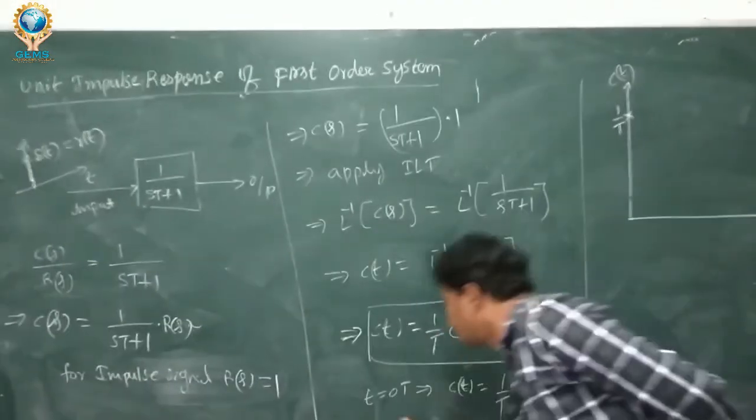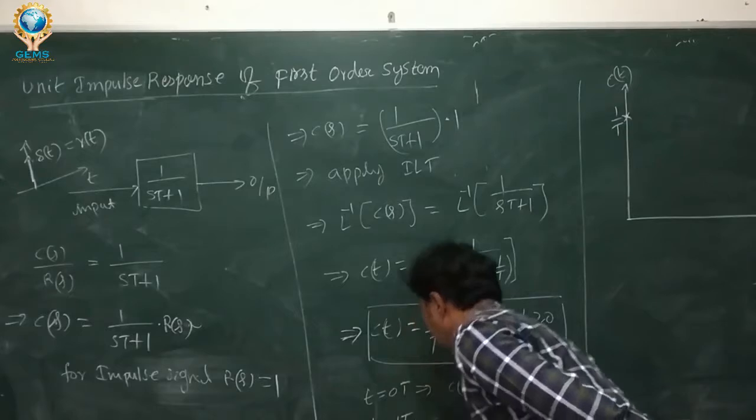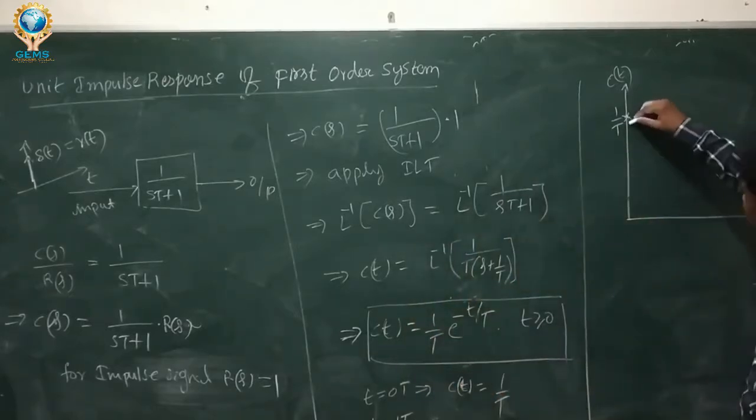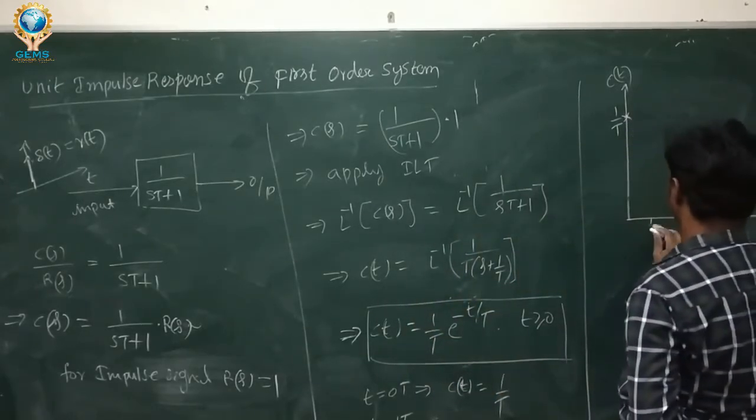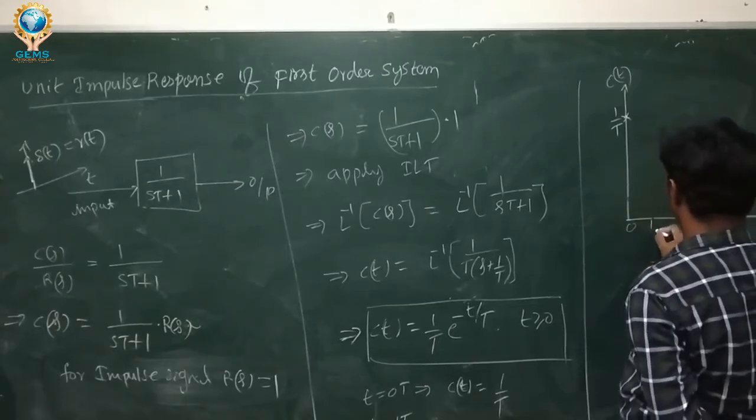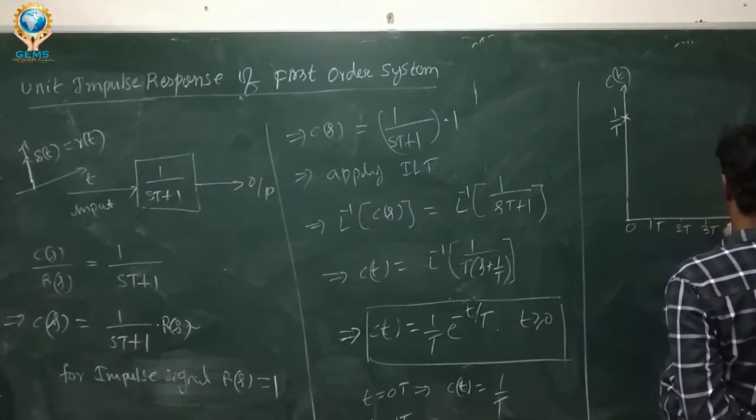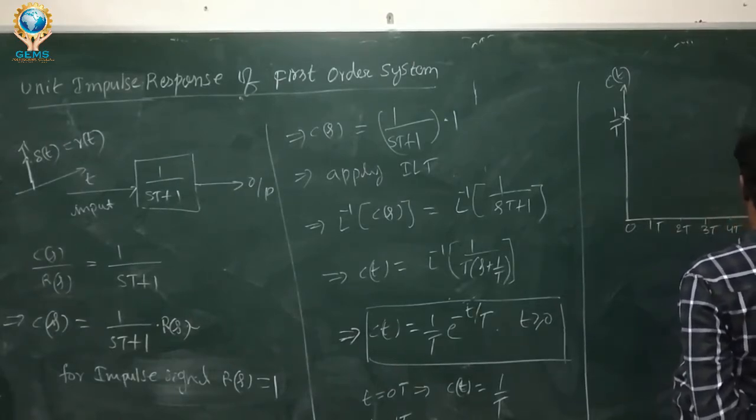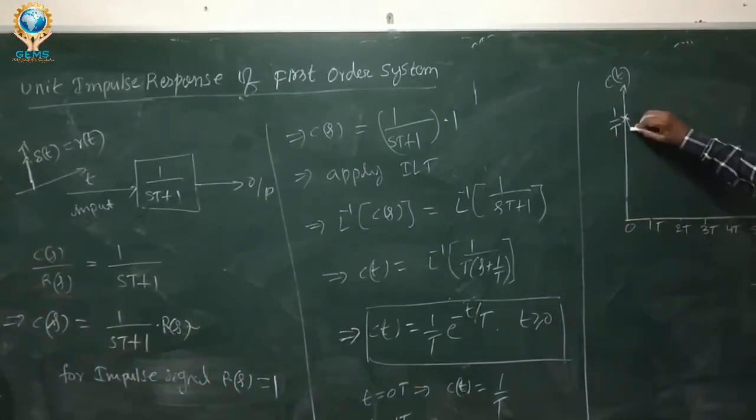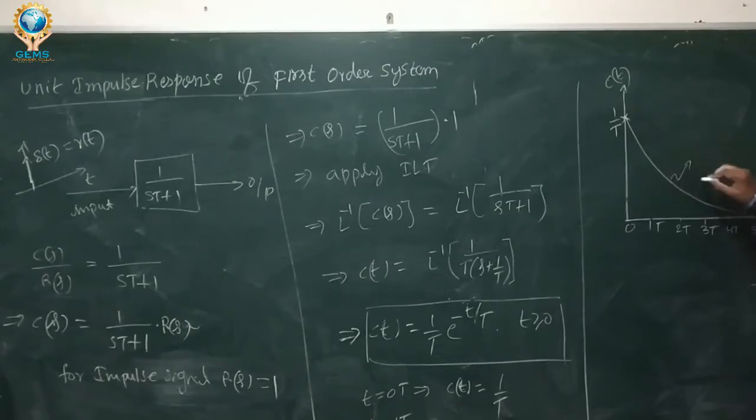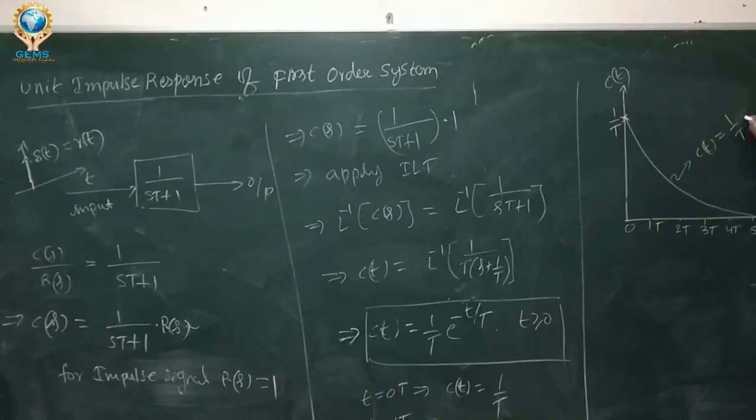Then you substitute t equal to 1T, and gradually it will decrease. So this is 0, this is 1T, this is 2T, this is 3T, 4T, and this is 5T. It gradually decreases, and at 5T it becomes 0. So this is the impulse response, c(t) is equal to 1 by T e raised to minus t by T.